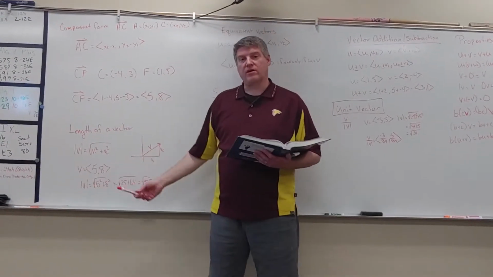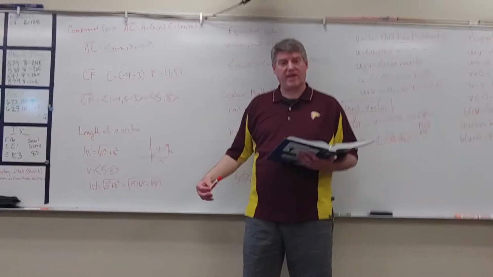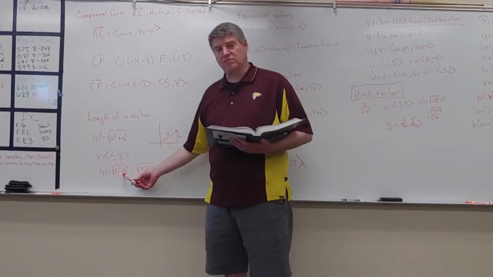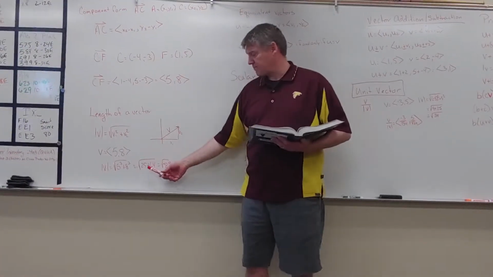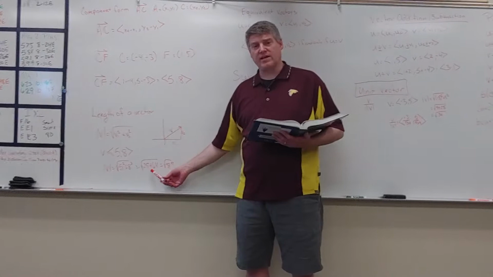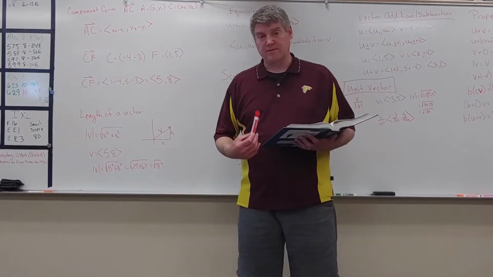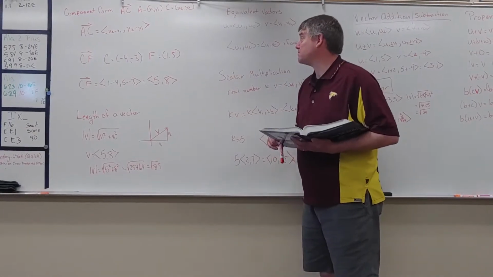So if I have a vector and its component form is 5, 8, what we're going to do is square 5. So I have 5 squared plus 8 squared, and we're going to take the square root of that. So 5 squared is 25, 8 squared is 64, so I have 25 plus 64, so it's the square root of 89. So that's the length of a vector.